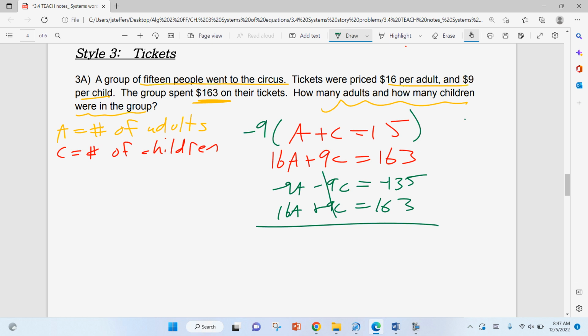-9 plus 16 is 7. -135 plus 163 is 28. Divide both by 7, and you get A is equal to 4. Again, remember, that's not $4. A lot of people do that. That means there are 4 adults that went.